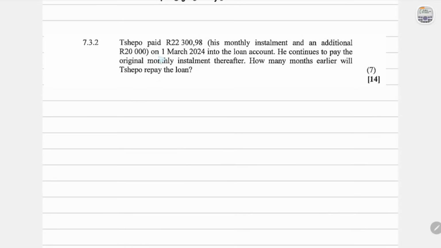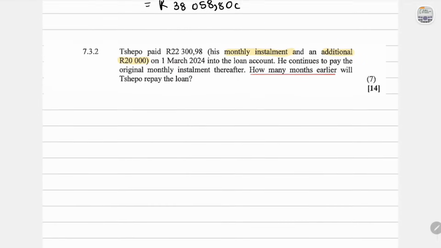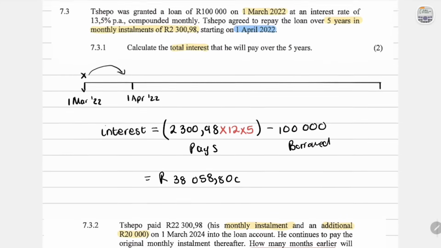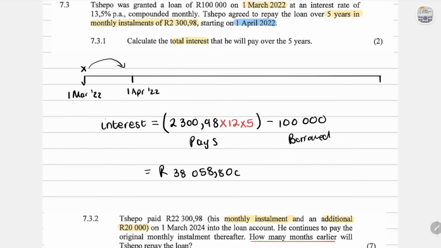Question 7.3.2 says Tsepo paid 22,398 cents, his monthly installment, and an additional 20,000 on the 1st of March 2024 into the loan account. He continues to pay the original monthly installment thereafter. How many months earlier will Tsepo repay the loan? So with the extra payment he makes, they just want to know how many months earlier will he repay the loan. So we're probably going to need this timeline so we can understand what happens on different dates.